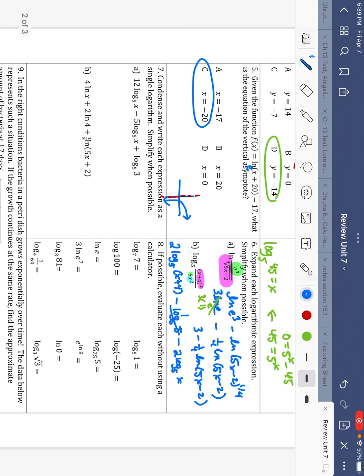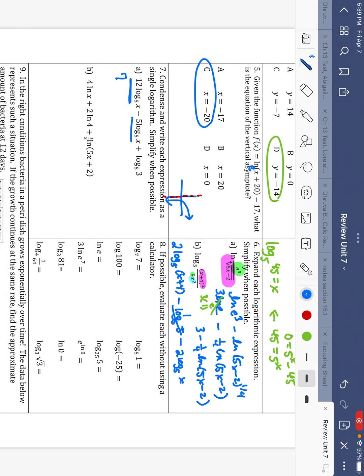All right, on number 7, we're doing the opposite. So one thing to notice here, there's 2 ways to do it. You have 12 log base 5 of x, and you have 5 log base 5 of x. So you can subtract those right now and say that you have 7 log base 5 of x plus log base 5 of 3. So we're going to put that 7 up top, and we're going to say x to the 7th times 3. So log base 5 of 3x to the 7th, and that would be my answer.